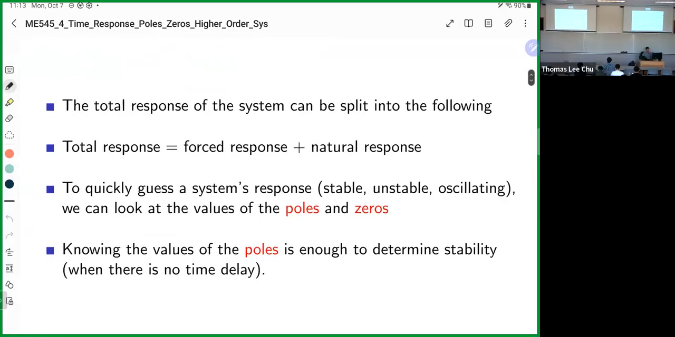I've mentioned it before, but I keep mentioning it again because it's very important. Your total response of the system is split into the following: your forced response and your natural response. I'm going to keep writing this because this is just important. This is your input response, and this is your initial condition response.